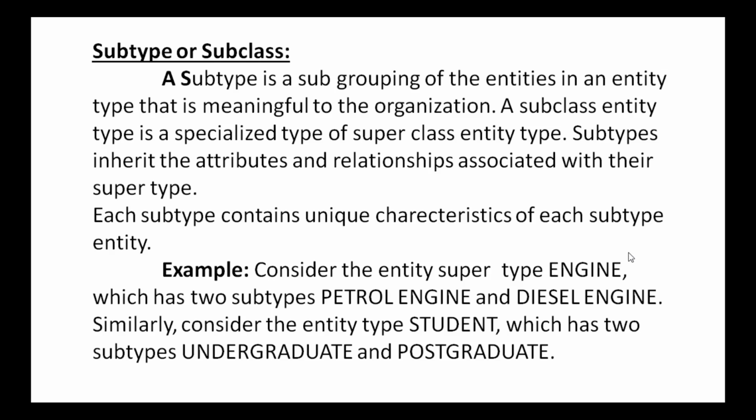And the second example is to consider the entity type student, which has two subtypes, undergraduate and postgraduate. Already we know that the student has common characteristics whether he is an undergraduate or a postgraduate. Every student has some common characteristics. And coming to the entity subtypes, the undergraduate entity has some specialized attributes, some unique characteristics. Likewise, a postgraduate entity has some unique characteristics.